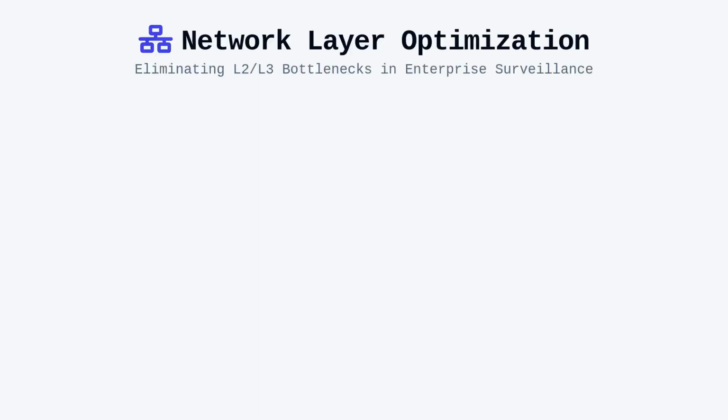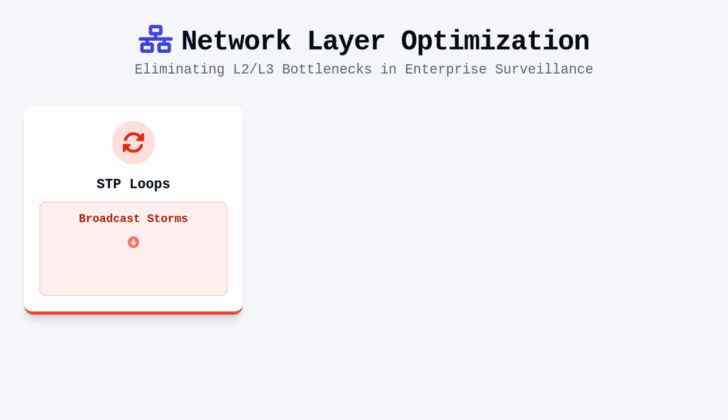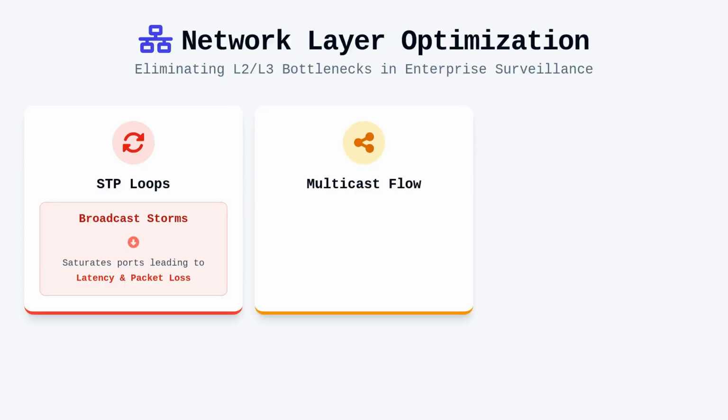Layer 2 and Layer 3 misconfigurations remain frequent culprits in enterprise surveillance deployments. Specifically, spanning tree loops can create broadcast storms that temporarily saturate switch ports, leading to massive spikes in latency and packet loss. Similarly, if your environment utilizes multicast for video distribution, understanding the nuances of IGMP snooping is vital. Without proper configuration, multicast traffic may be flooded to every port on a switch, overwhelming end devices and causing the very latency you are trying to mitigate.